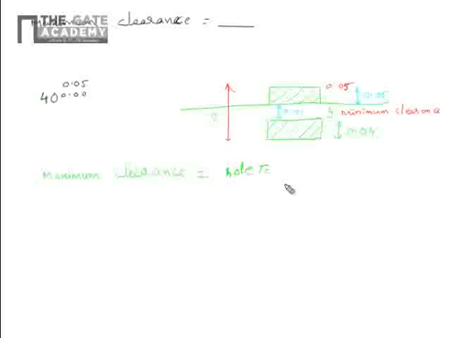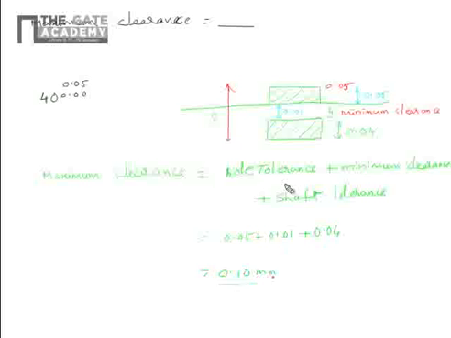Hole tolerance plus minimum clearance plus shaft tolerance. That's what we are adding, right, from the diagram. Maximum clearance is, so that value is 0.05 plus 0.01 plus 0.04, which is nothing but 0.10 mm. So the answer is C.